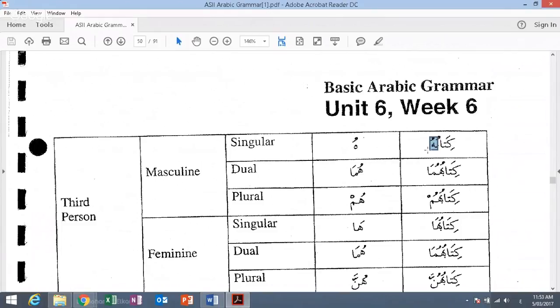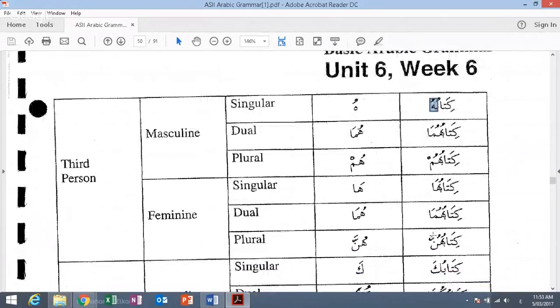So you need to follow the same sequence. Third person first, all six, then second person, all six, then first person, all two. So kitabuhu, kitabuhuma, kitabuhum, kitabuha, kitabuhuma, kitabuhunna. First lot, like before it was huwa, huma, hum, hiya, huma, hunna. This is kitabuhu, kitabuhuma, kitabuhum, kitabuha, kitabuhuma, kitabuhunna. Same way, but joining.